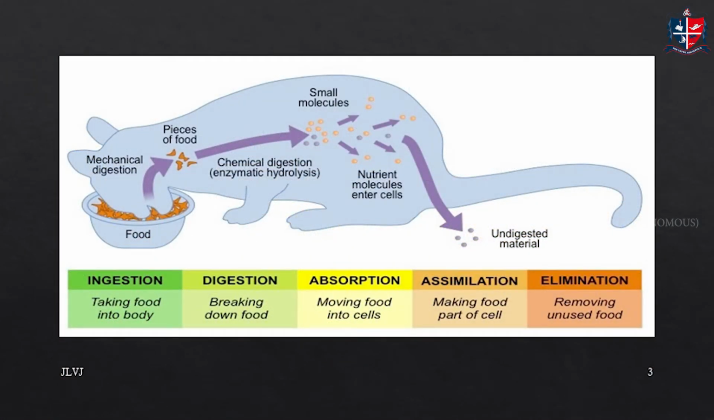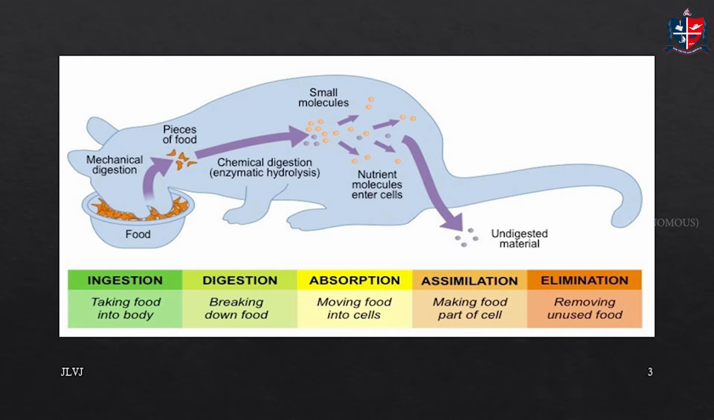Next, when we start with nutrition, it begins with ingestion and ends with elimination. By the process of ingestion, we take the food inside our body, and then comes digestion, in which the food is broken down into very small particles which the body can assimilate.